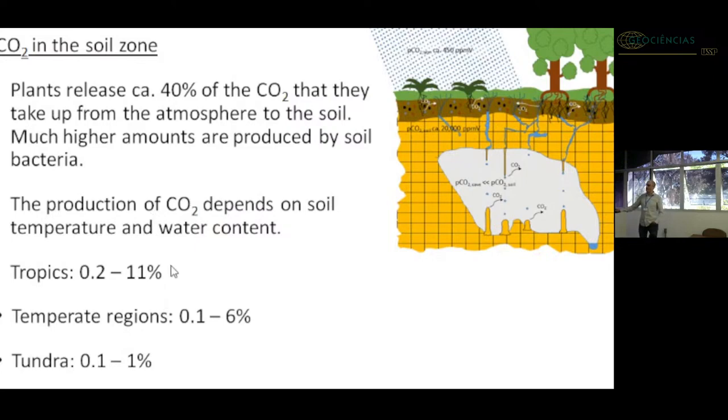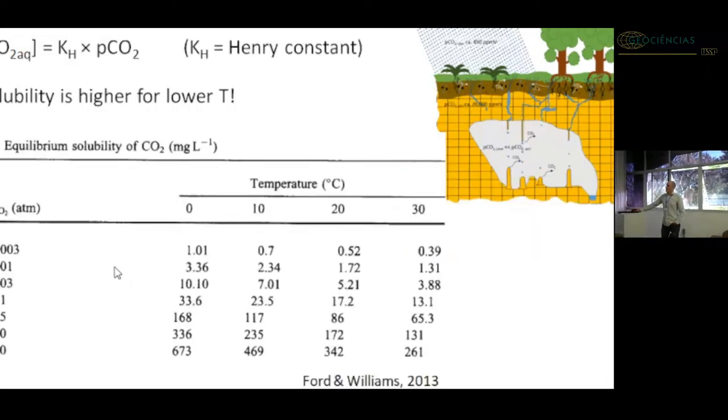So you find up to 11% of CO2 in the soil zone in the tropics. In the temperate regions, it's up to 6%, and in the cold regions of the tundra, it's much lower, only up to 1%. Okay, so what happens when the water enters the soil zone, where you have the high PCO2 values?